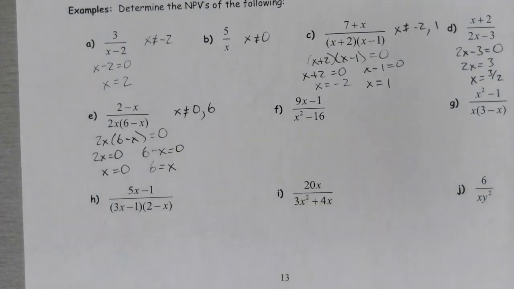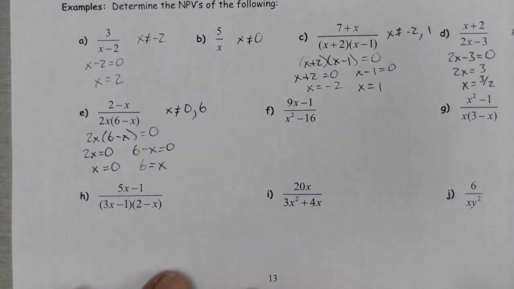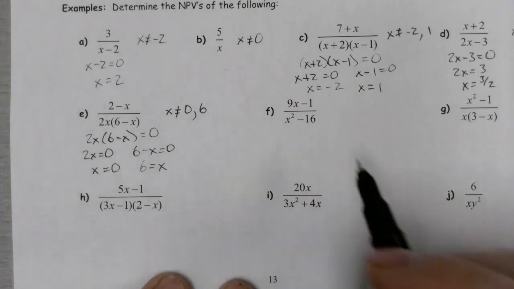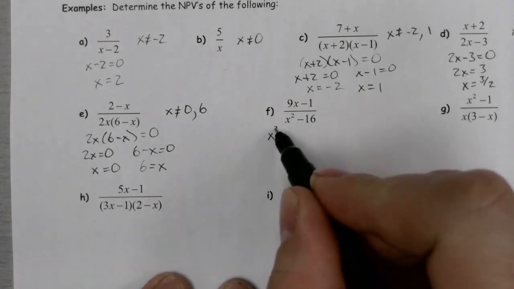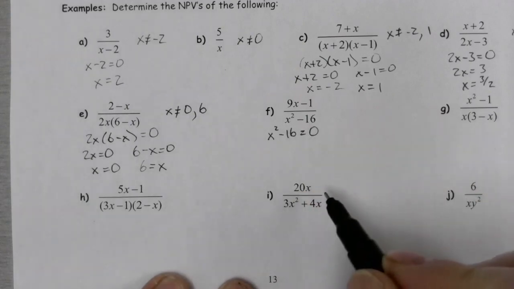Over here, now we're going to start to get into the type of question that you would more generally expect to see on an assessment, where the denominator requires a little bit of factoring. So I can't allow x squared minus 16 to equal 0. So I'm going to figure out where that might occur.